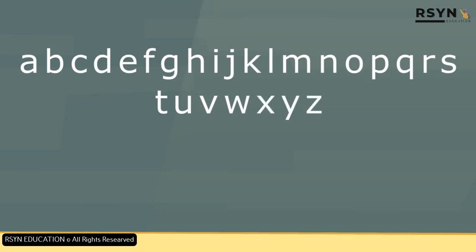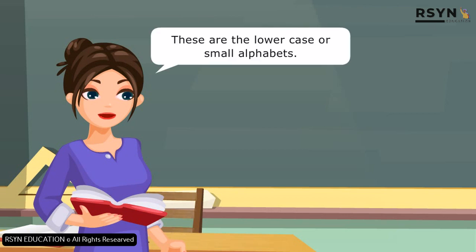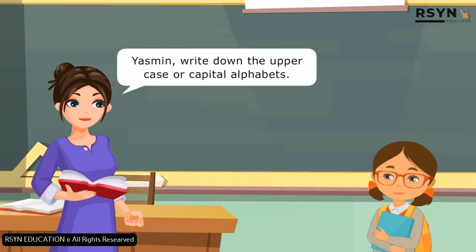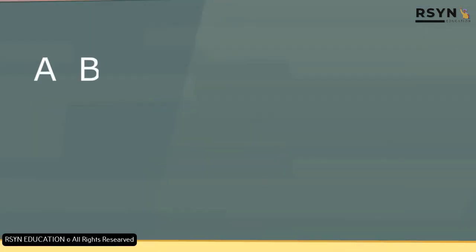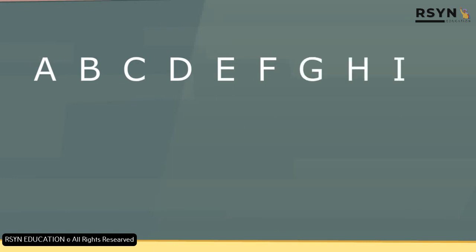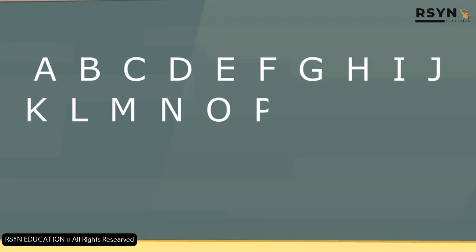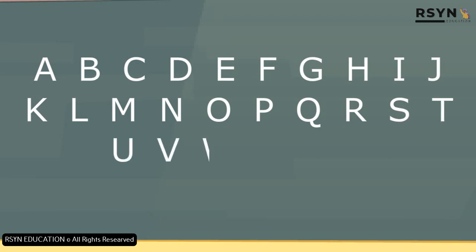Y, Z. These are the lowercase or small alphabets. Yasmin, write down the uppercase or capital alphabets. A, B, C, D, E. X, Y, Z.